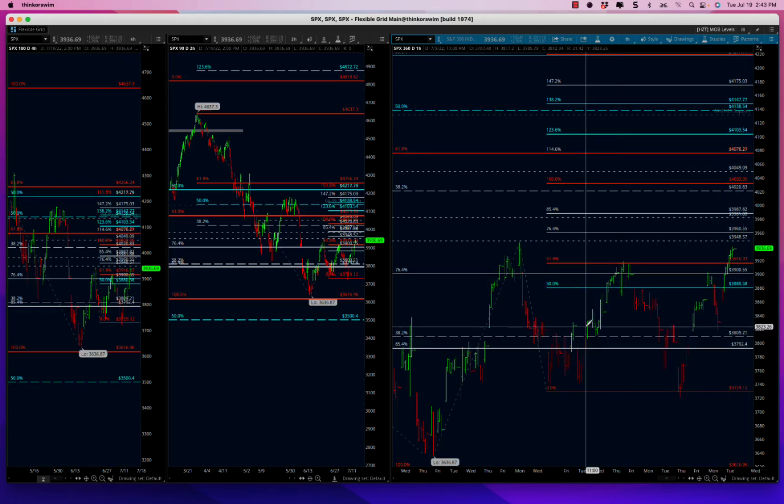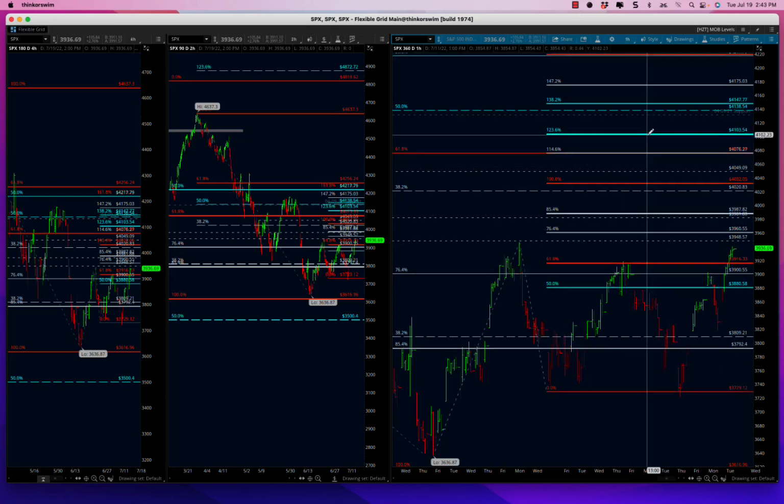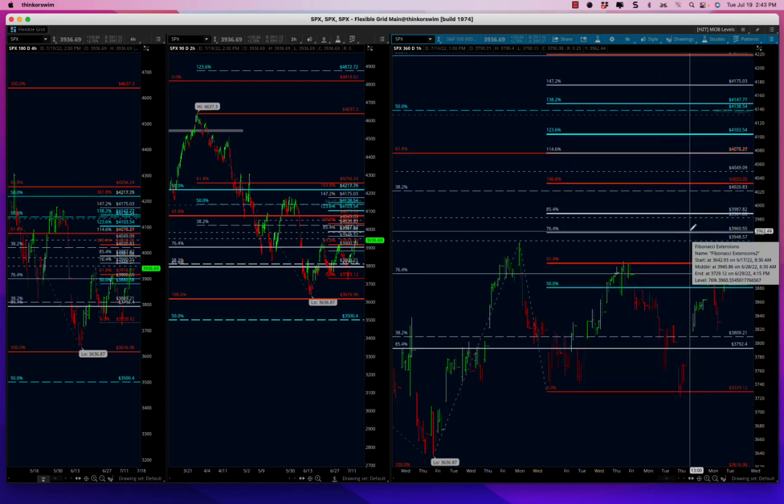And you can repeat this entire process on a 30-minute chart, on a 15-minute chart. You want to get finer incremental levels to watch as you play throughout the course of the day.